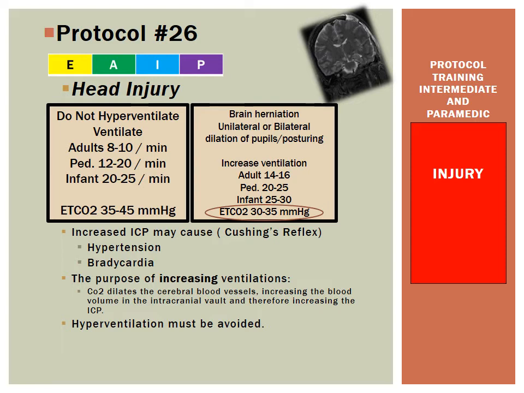So why do we increase the ventilations? Well, increasing the ventilations decreases the carbon dioxide level in the body. Carbon dioxide dilates the cerebral blood vessels. If we dilate the cerebral blood vessels, we increase the blood volume in the intracranial vault and therefore increase the intracranial pressure. So we want to keep that CO2 level down. Of course, hyperventilation must be avoided.